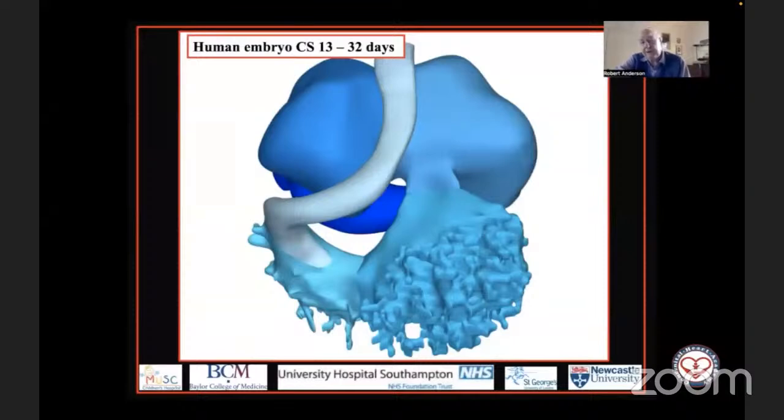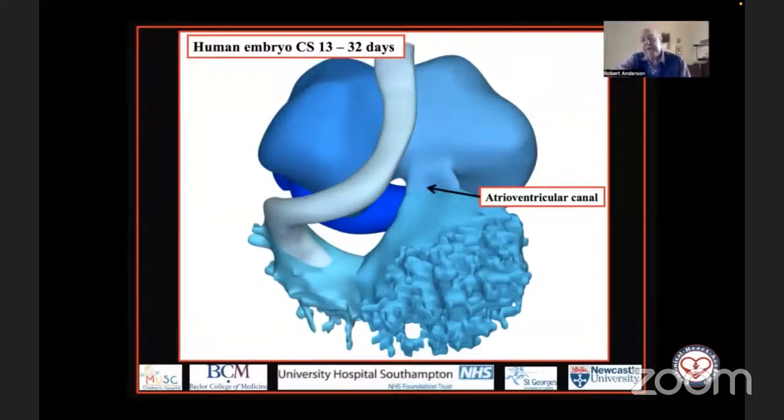And what I've done here is I have taken the reconstruction of the cavities from their interactive file. And you see we're now at Carnegie stage 13. We're towards the end of the 5th week of development. Around 32 days have now passed. So this is 4 or 5 days after the previous stage I showed you, when we simply had a straight heart tube. And now again, you can see the atrioventricular canal.